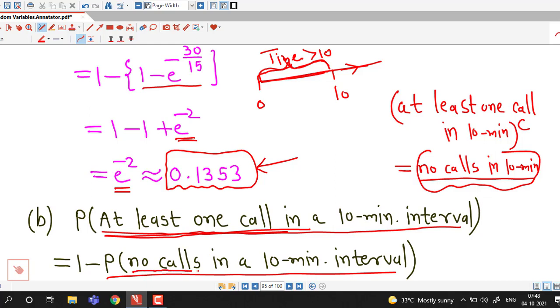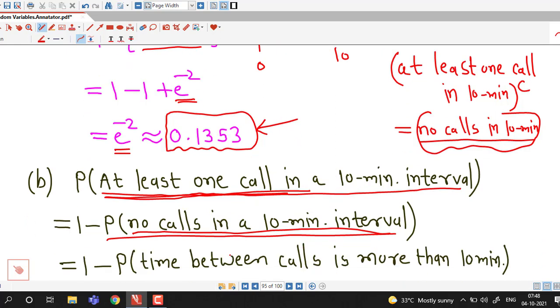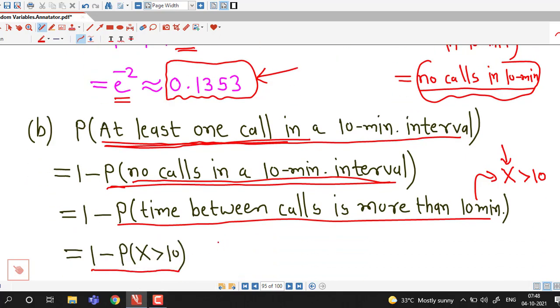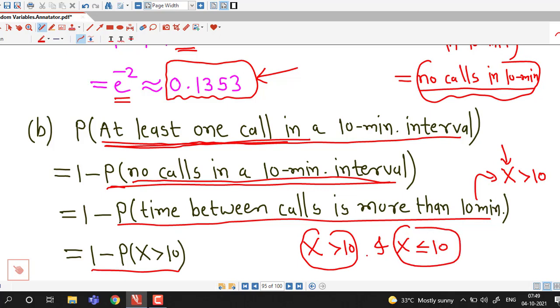So again I can write this event as time between calls is more than 10 minutes. So this I have written as probability that time between calls is more than 10 minutes, and this we can represent by capital X is strictly greater than 10, because capital X represents the time between calls. So that I have written here. Now again we know that x greater than 10 and x less than or equal to 10 are complementary events. So probability of this event and this event must sum to 1.